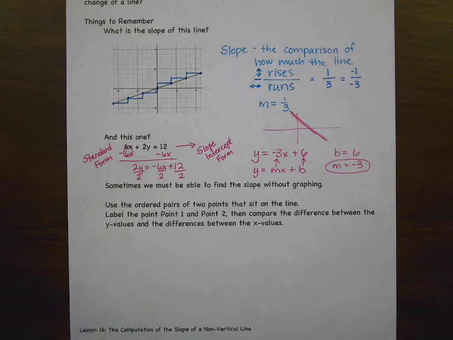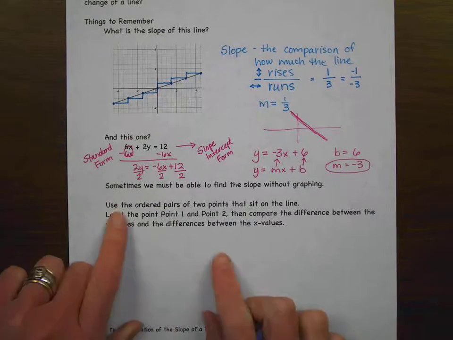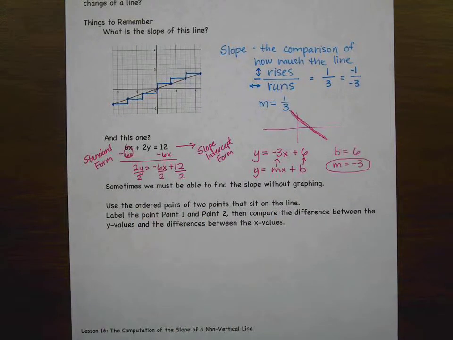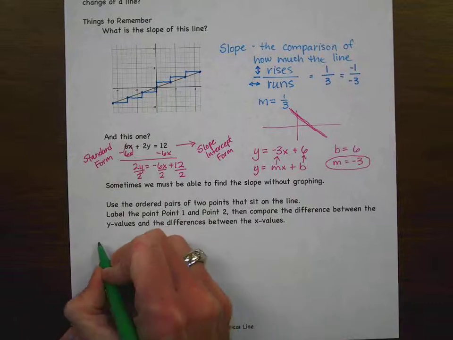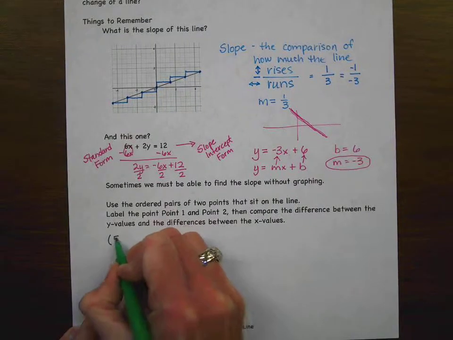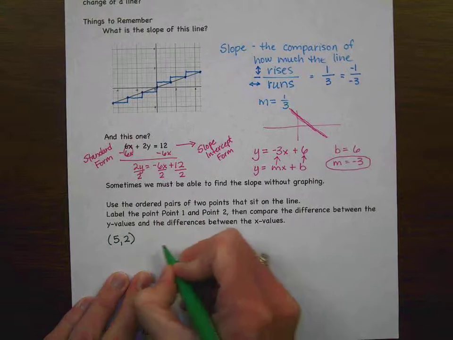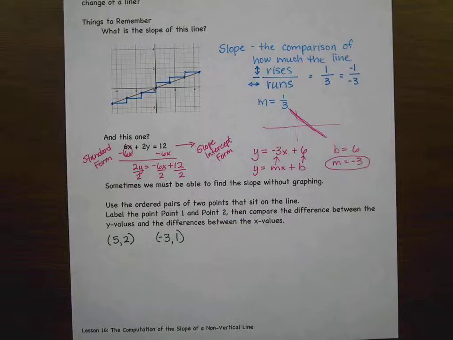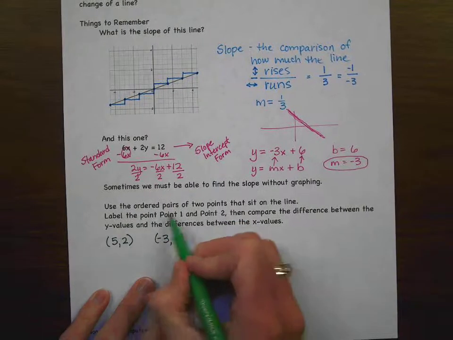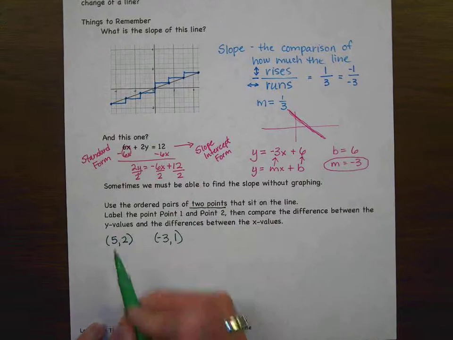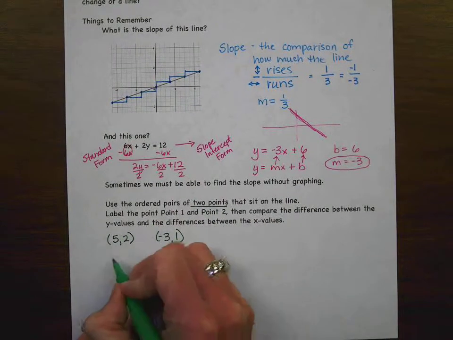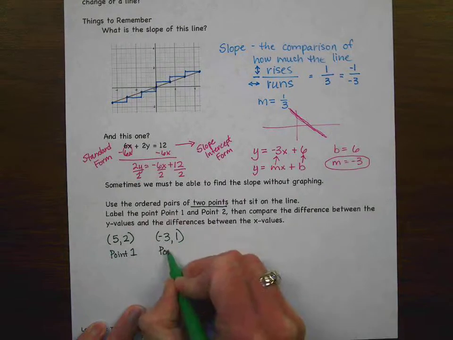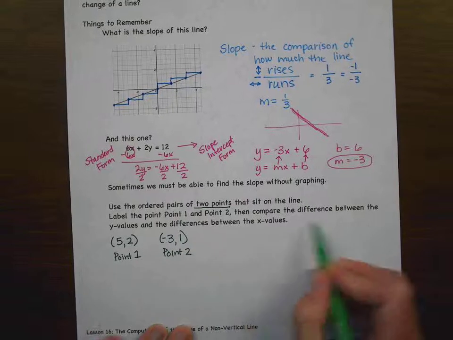And so basically what you have to do, if you're not allowed to graph it, is use the ordered pairs of 2 points that sit on a line. So I'm going to do a hypothetical and say that we have a line that has points at 5, 2, and the other point at negative 3, 1. Okay, so those are our 2 points. So use ordered pairs of 2 points. There they are. All right, label the points point 1. So we're going to call this one point 1. Okay, and point 2. So this one is called point 2.